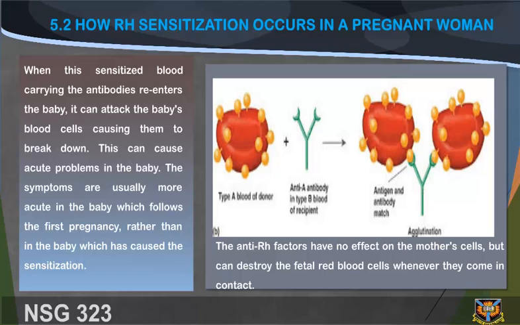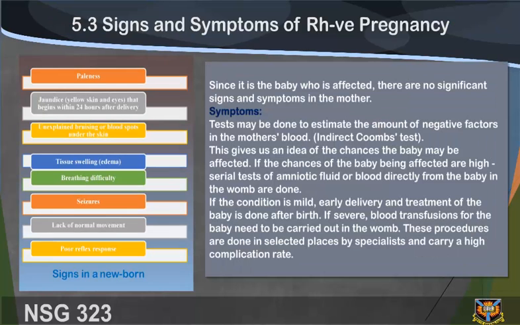When this sensitized blood carrying the antibodies re-enters the baby, it can attack the baby's blood cells, causing them to break down. This can cause acute problems in the baby. The symptoms are usually more acute in the baby which follows the first pregnancy, rather than in the baby which has caused the sensitization. The anti-Rh factors have no effect on the mother's cells, but can destroy the fetal red blood cells whenever they come in contact.